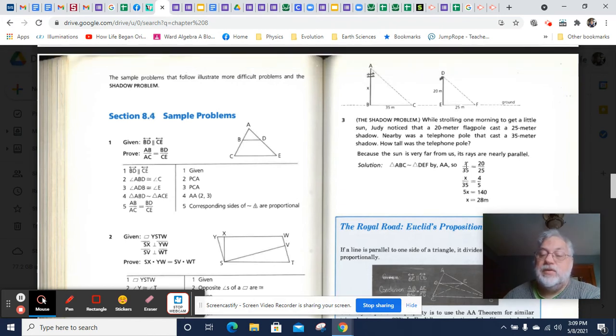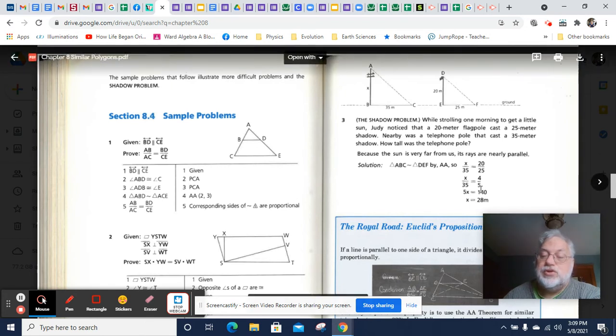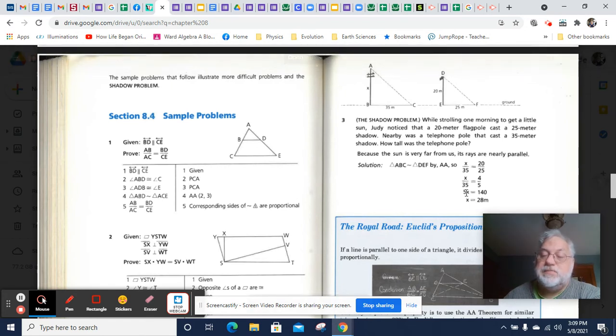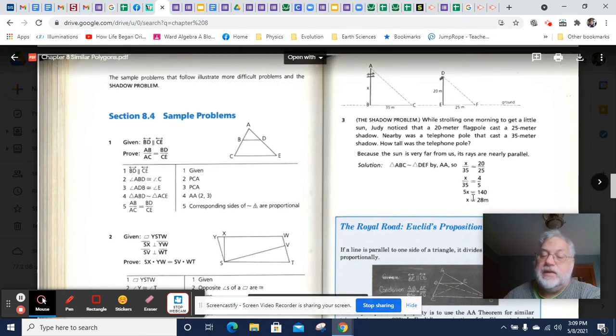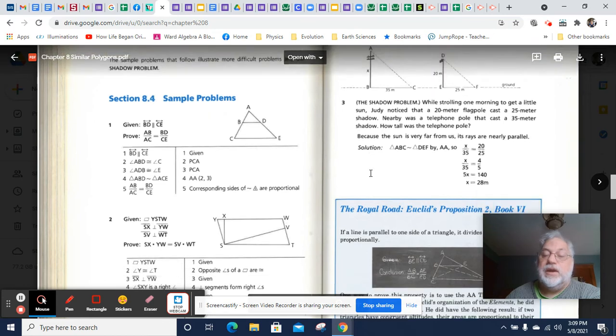So we do X to 35 as 20 to 25. We can reduce that to make our life easier and make that 4 to 5. And now X is to 35 as 4 is to 5. And so we get the products of the extremes and the products of the means. You can do the shortcut of bat and ball because that's based on this, because what you're going to do is 35 times 4 is 140, and then X times 5 is 5X. Then we'll divide the 140 by 5. And then X will be 28 meters. So the flagpole is 20 meters. The telephone pole is 28 meters.